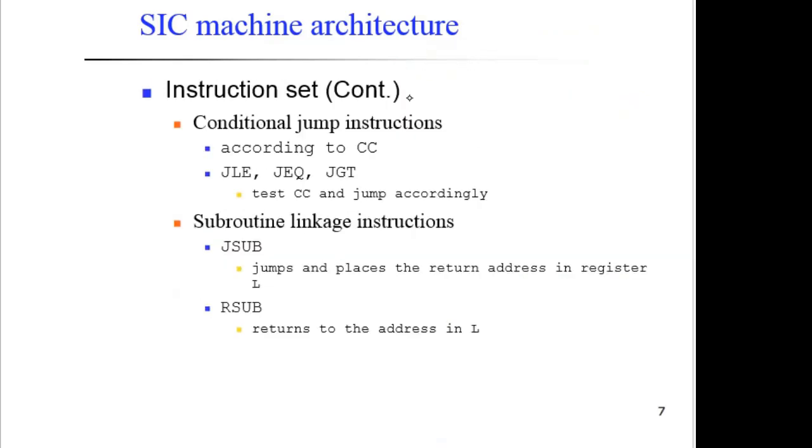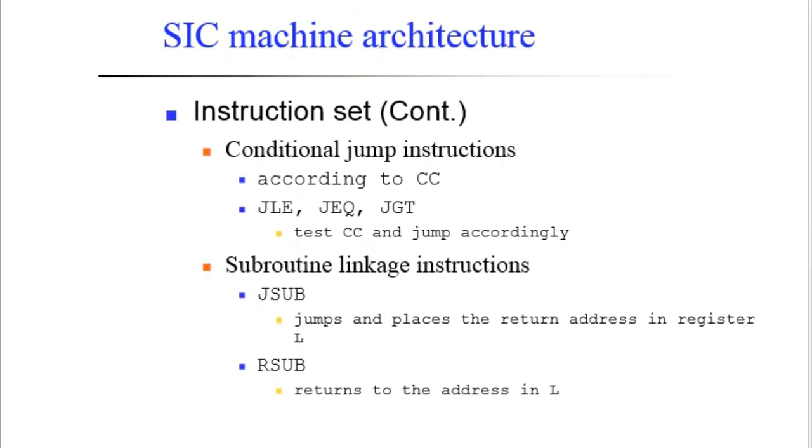Next category of instruction available is conditional jump instructions. Based on the condition code, we will perform the jump. It will test CC and it will perform the jump accordingly. If CC is set to less than, then this instruction can be used: jump if less than. Similarly, we have jump if equals. Similarly, we have jump if greater than. These are the conditional jump instructions available.